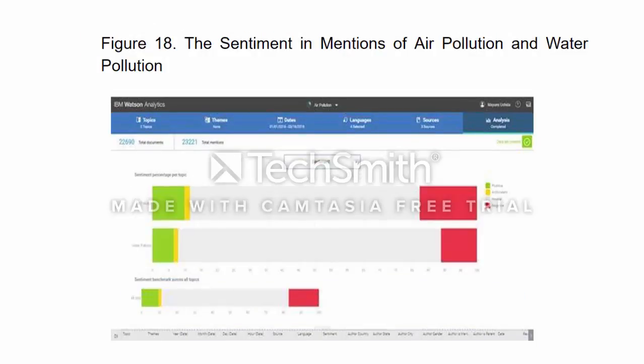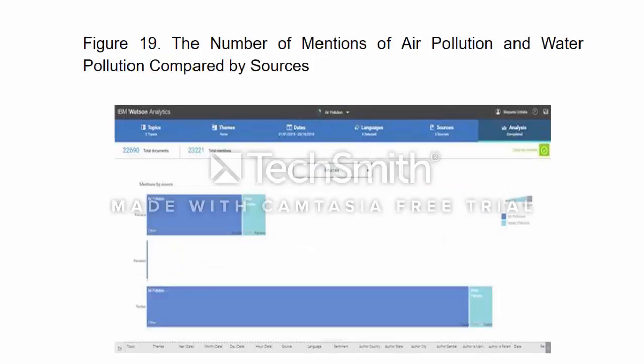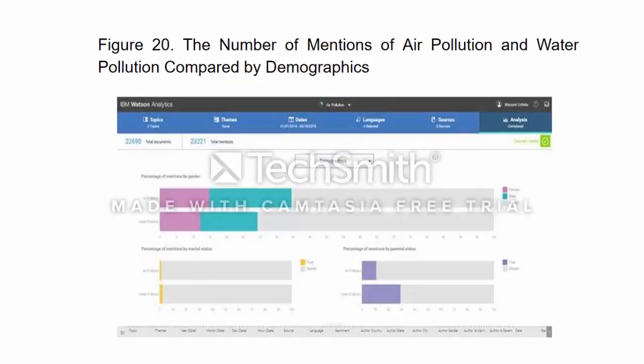Sentiment percentage analyzes when people write negatively or positively about a topic based on other words used in the sentence. The sentiment in mentions of both air pollution and water pollution is more negative. Twitter has a big number of mentions for air pollution compared to the other sources.